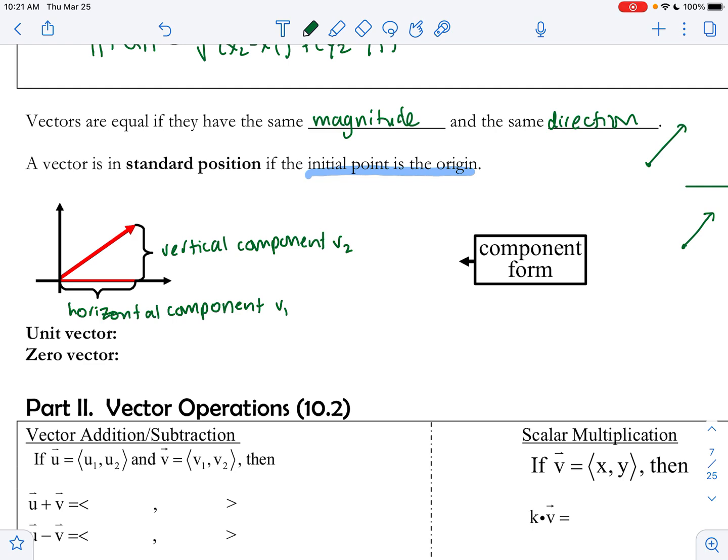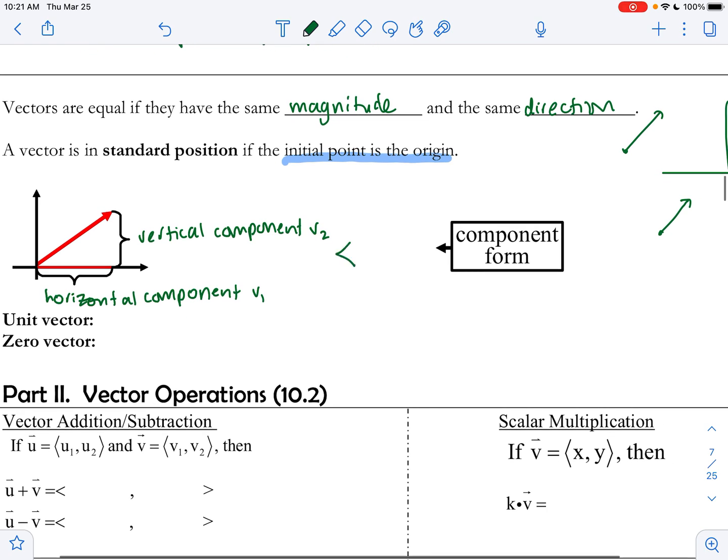Component form is usually written as v1, v2 inside these funny sharp-looking brackets that you see here. I will rewrite v1, v2 as the change in x. So whatever your initial and terminal points are, you take the x value at the terminal point and subtract out the x value at the initial point. And then y2 minus y1.